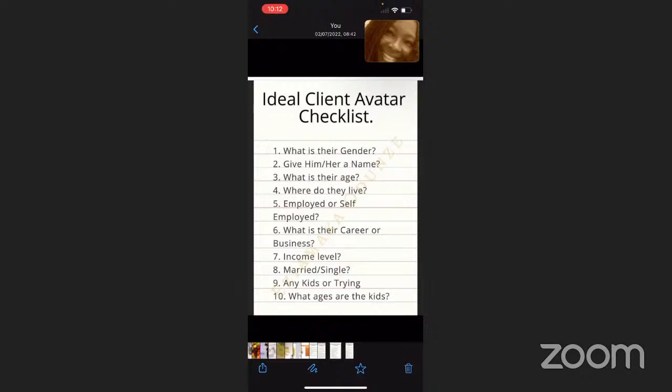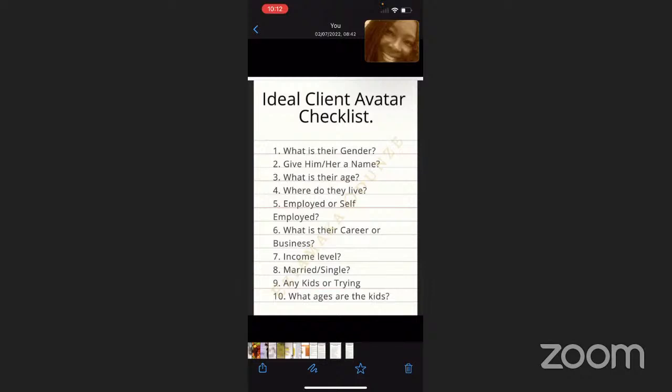So what is her name or his name? Number 4, question number 4. Question number 5, where do they live? Where is that person living? Question number 4, is the person employed or is the person self-employed or is the person both? That's question number 5. Is the person self-employed or employed? Is the person working for someone, or is the person doing both?